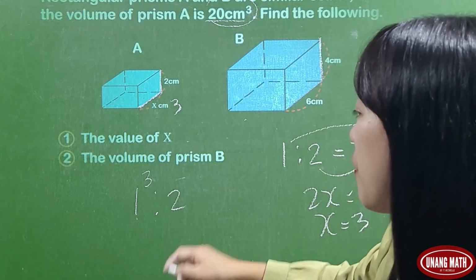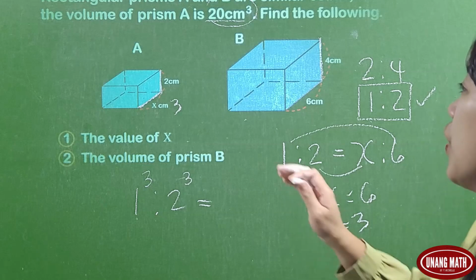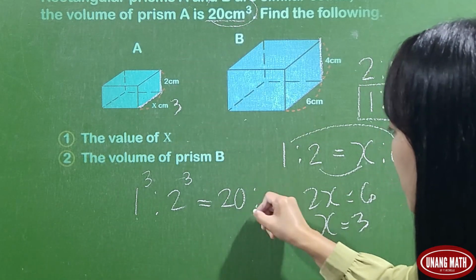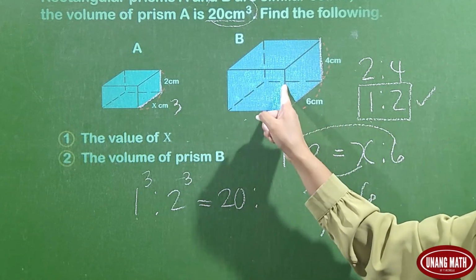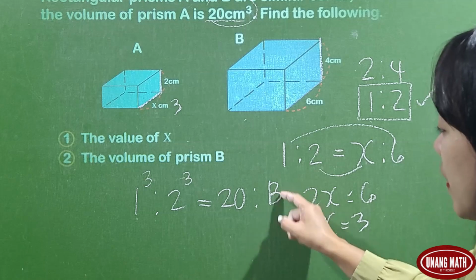So 1 raised to the power of 3, 2 raised to the power of 3. That would be equal to the volume of prism A, which is 20 cubic centimeters, is to the one we're looking for, the volume of prism B. Let's represent this one as B.